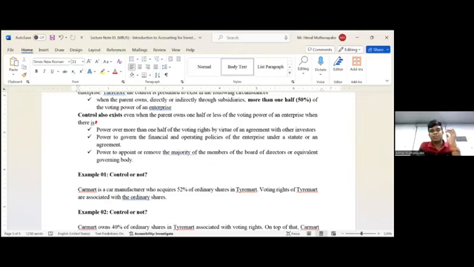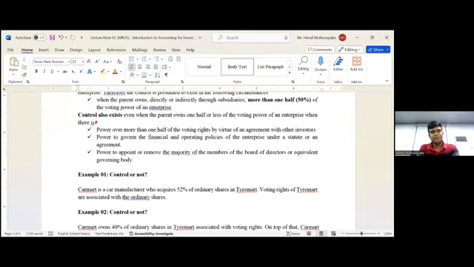Power to govern, the next point: power to govern the financial and operating policies of the enterprise under a statute or an agreement, right? According to the law or with the agreement, you have the power to govern the financial and operating decisions, right? Then you can call it a subsidiary company because you can control the financial and operating policies.